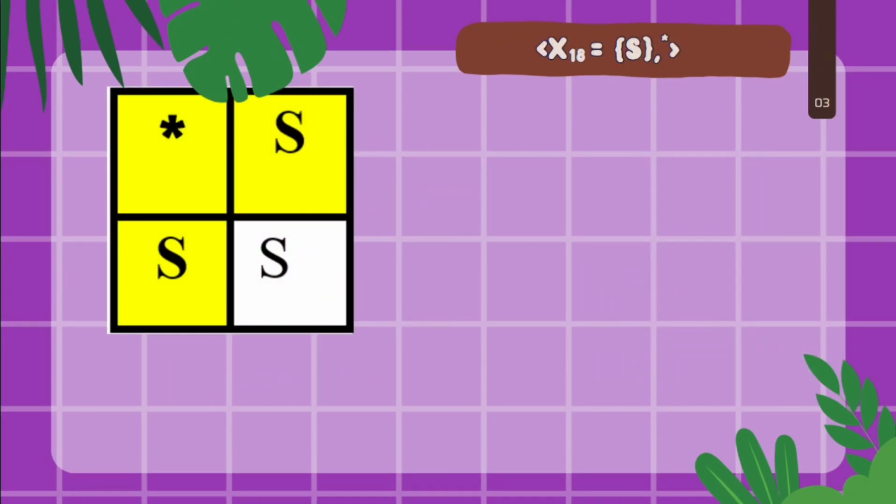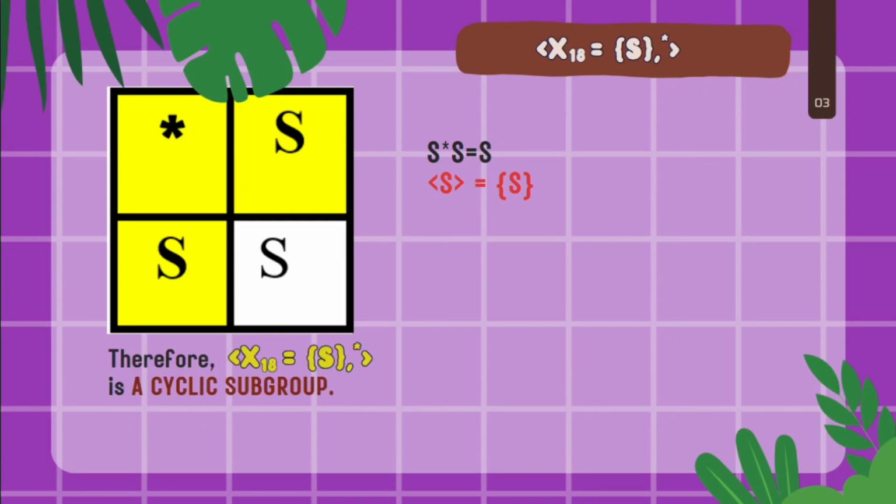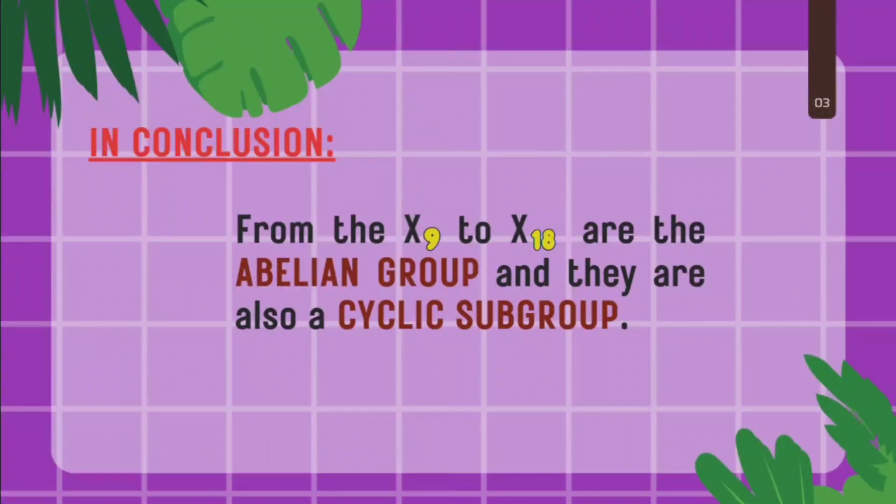Next, we have the trivial subgroup, which is X sub 18 with the element S, or the identity element. S star S is equal to S. As you can see, the element S generates all the elements under X sub 18. Therefore, we can conclude that X sub 18 is a cyclic subgroup. In conclusion, X sub 9 to X sub 18 are abelian groups, and they are also cyclic subgroups.